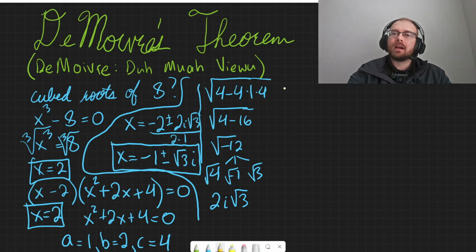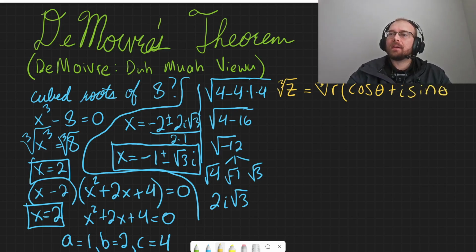So our cubed roots are going to be, so if we want the cubed roots of a number, so let's say all of the cubed roots of z, then that's going to be equal to the cubed root of r, and then that's going to be multiplied by the cosine of theta plus I times the sine of theta.